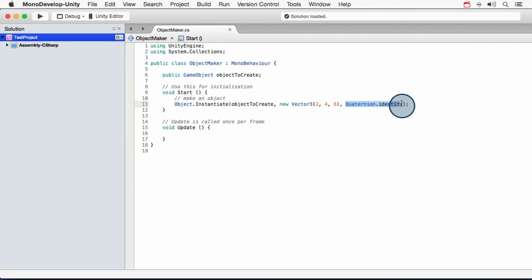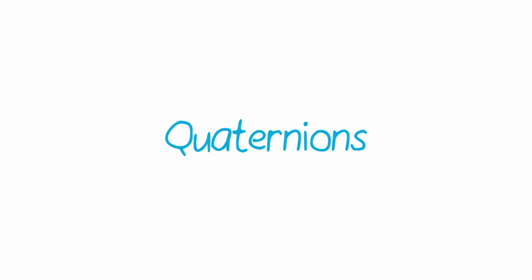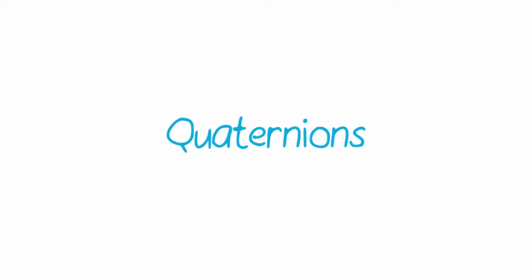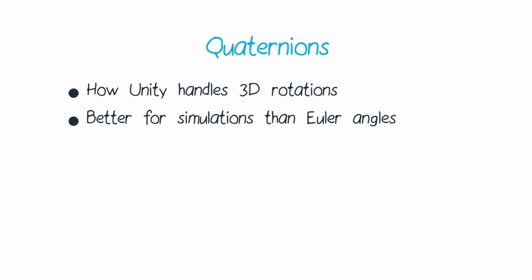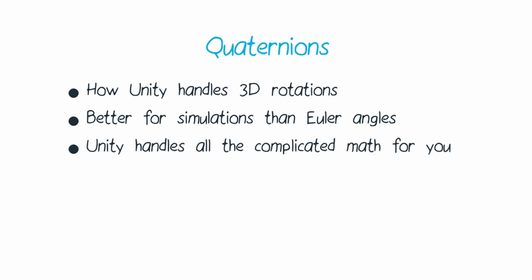The last part is quaternion.identity, which I know sounds very strange, but this part is just telling Unity how to rotate the new object. And let's talk a little bit more about quaternions. Unless you're a math expert, you've probably never heard of a quaternion, but you're probably familiar with rotating things using degrees and radians. Well, quaternions are just another way to think about rotations, and Unity uses them because they're way better for 3D simulations. Unity hides all the complicated math from you, but you do need to know that rotations are all handled internally using quaternions.